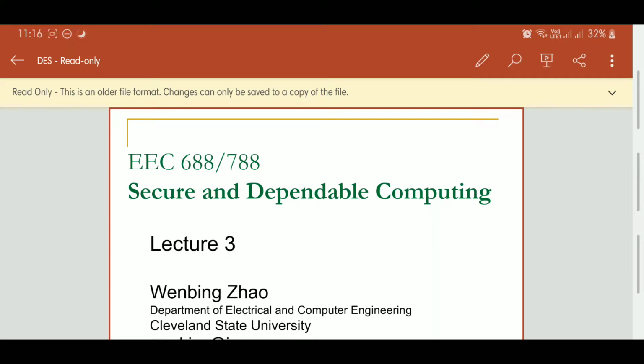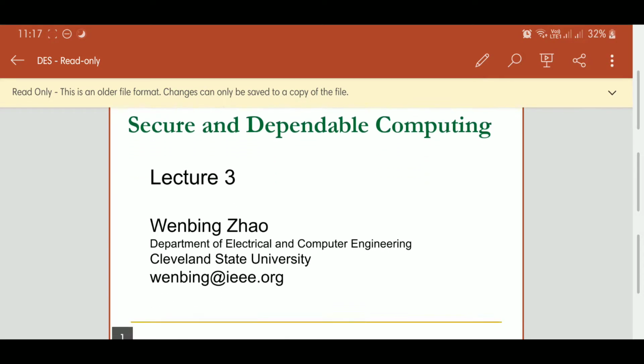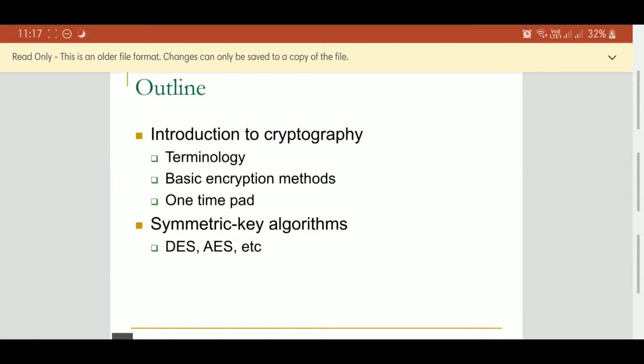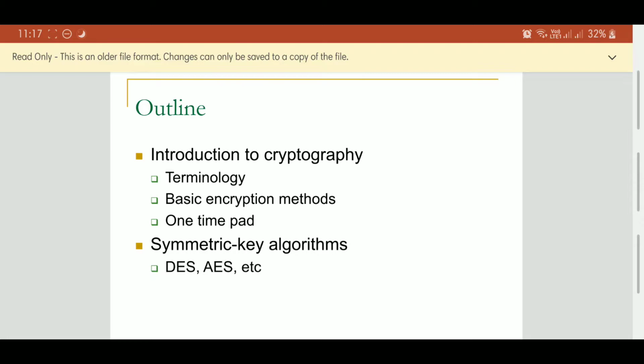Hello everyone. We will study secure and dependable computing today. Under this we will go on to introduction of cryptography. Then we have terminology, basic encryption methods and one-time pad under this. Next topic we have today is symmetric key algorithms. Under this we have DES, AES, etc.